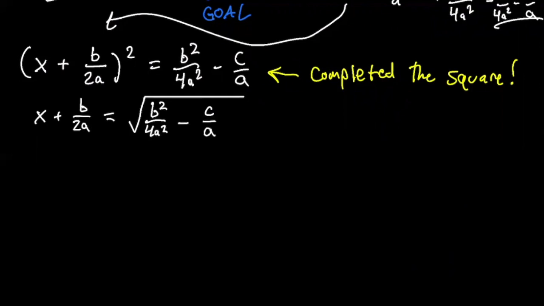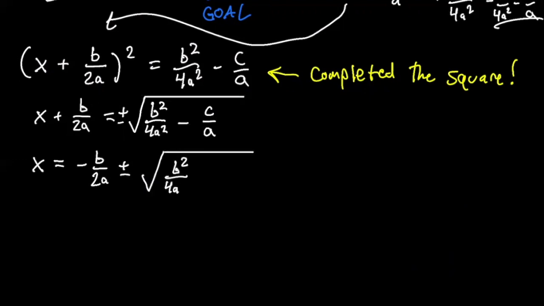Then finally, we are just adding something to x. And oops, I almost forgot: when we take a square root, we have to do plus or minus in front. So plus or minus the square root. Finally, x is almost by itself. We just need to subtract this b over 2a from both sides. So negative b over 2a plus or minus the square root of b squared over 4a squared minus c over a. Okay, so we have solved for x. At this point, we have isolated x.